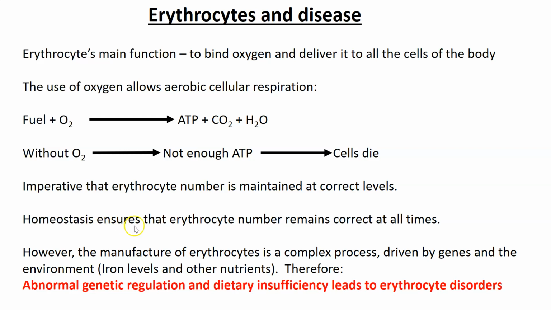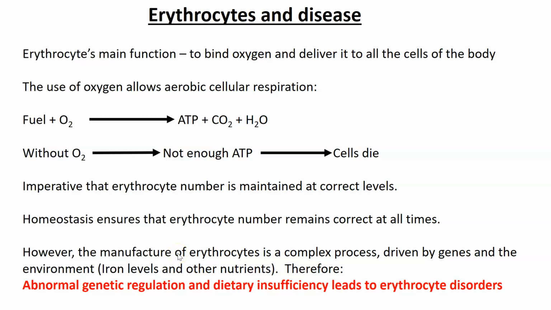Okay, so we do have a system in our bodies called homeostasis. Okay, and this ensures, amongst many other things, that the number of red blood cells in our bodies remains correct at all times. Not too few and not too many, just right. Okay.